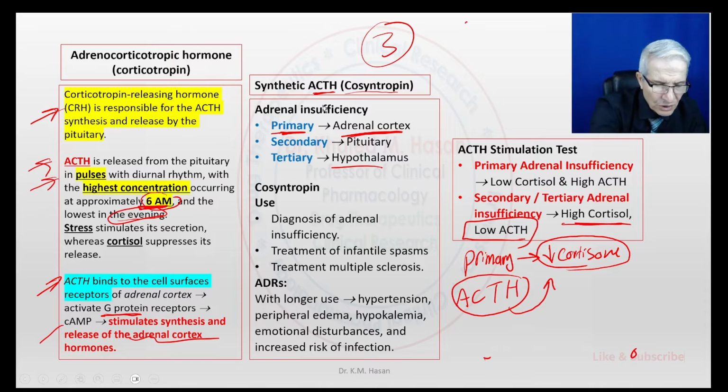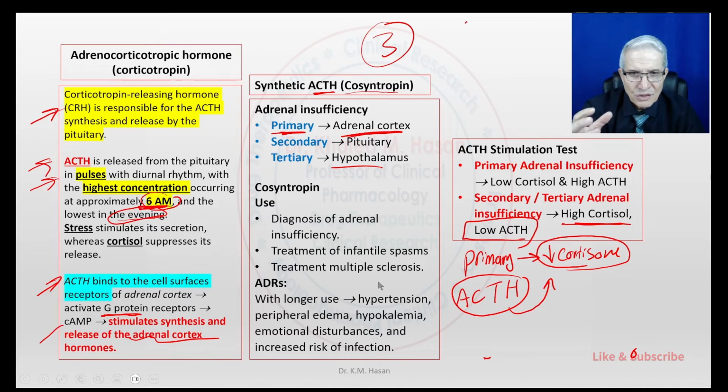I hope this will clarify the concept about the ACTH stimulation test.